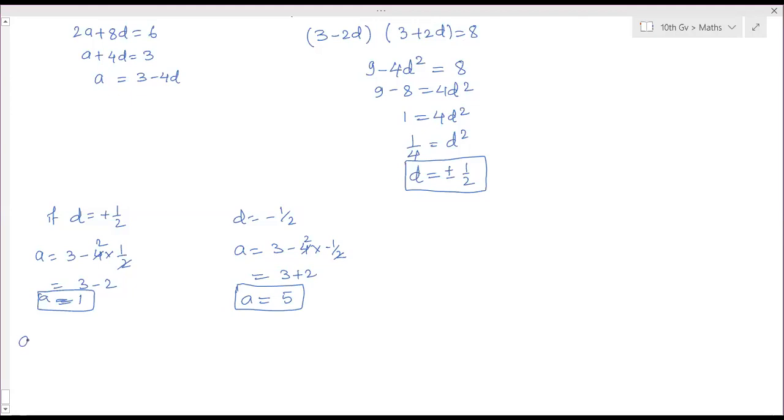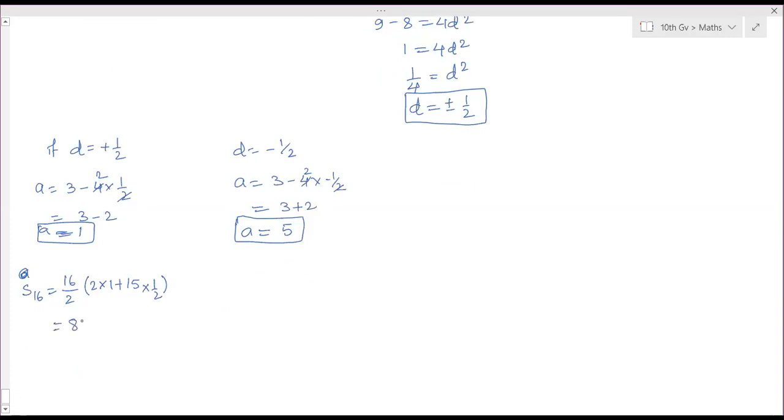So a is 1. In this case, the sum of 16 terms is 16 by 2 into 2a plus 16 minus 1, that is 15, into d, which at that time is 1 by 2. So this is equal to 8 into bracket 2 plus 15 by 2. 8 into 2 is 16, plus 8 into 15 by 2, that is 4 into 15 is 60. That is 76.